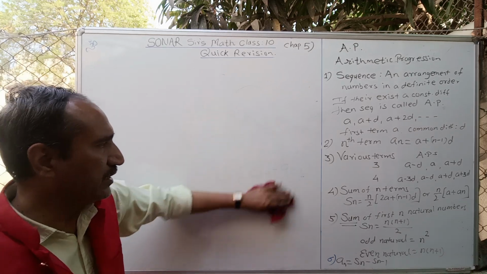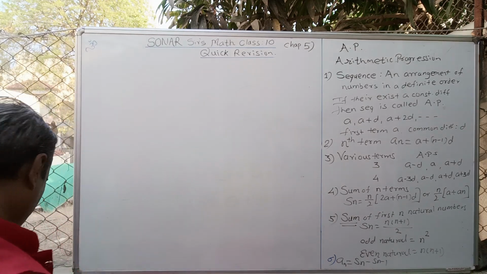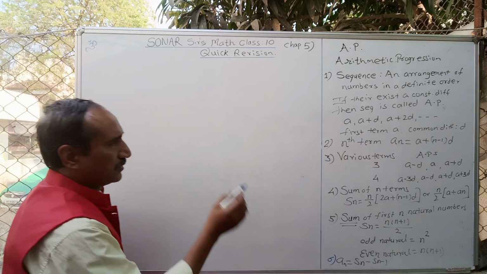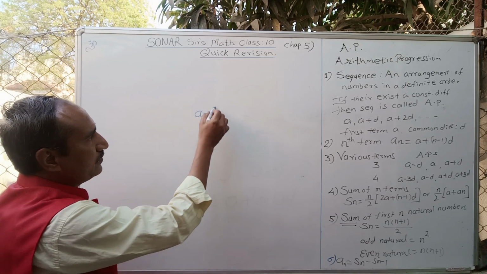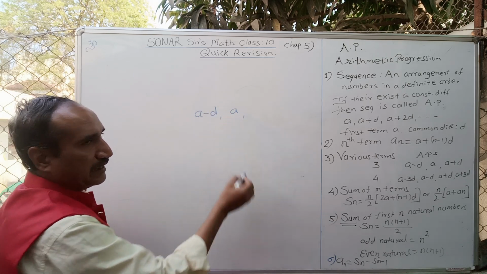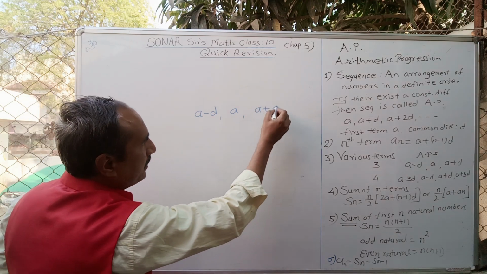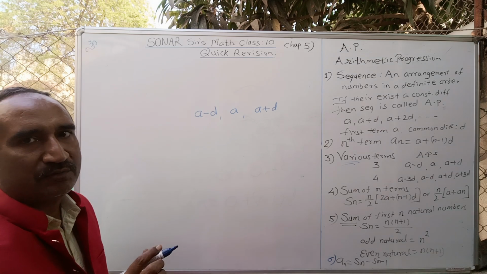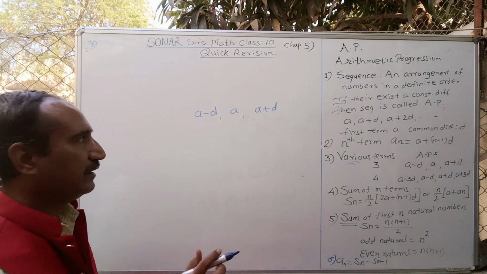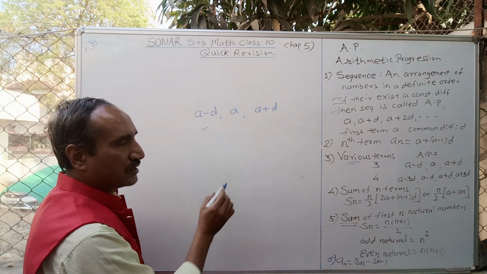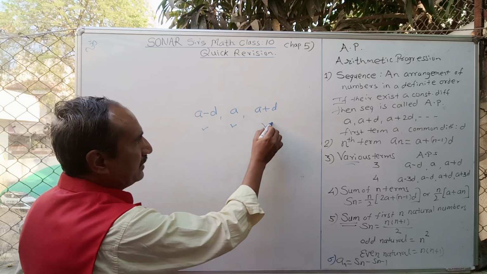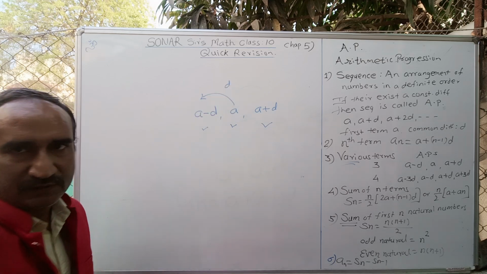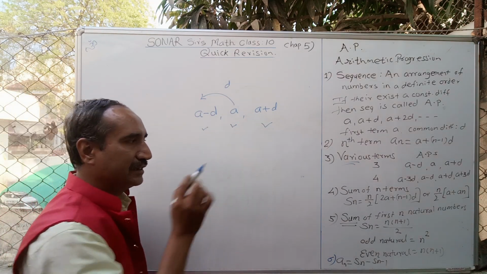Let's discuss the various terms of an AP for the word problem. In a word problem, if there are 3 terms, at that time we'll assume a minus d as the first term, a as the second term, and a plus d as the third term. When 3 terms of an AP are involved and the relation between the 3 terms is given in the word problem, we assume a minus d as the first term, a as the second term, and a plus d as the third term. In this you will find that the difference between the consecutive terms is d.